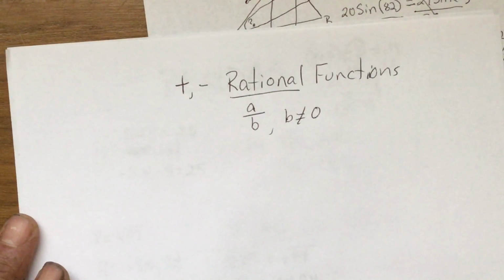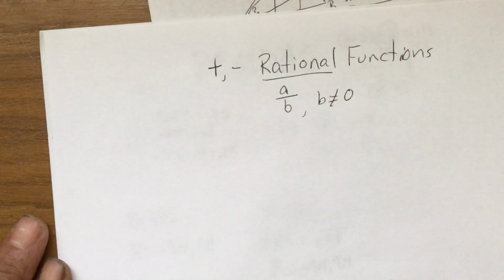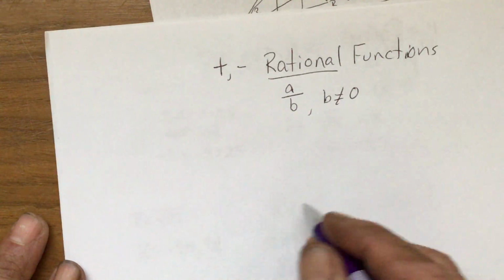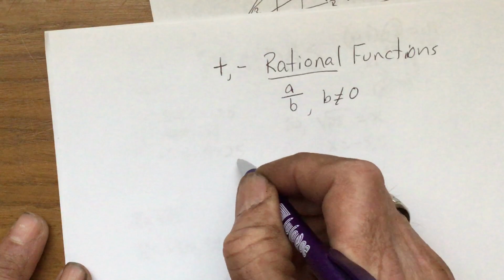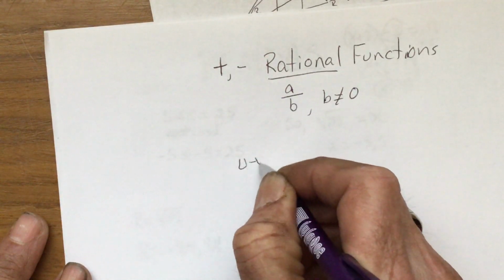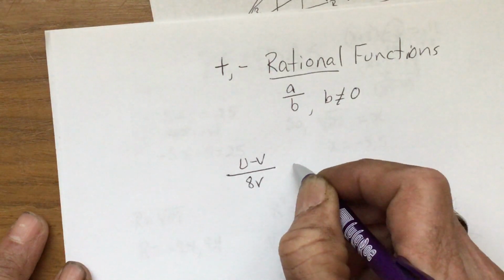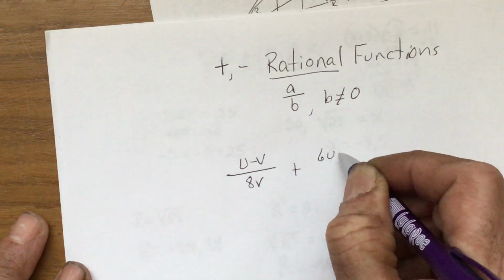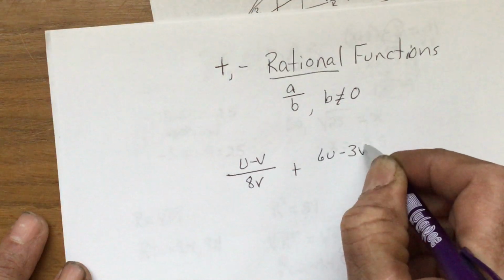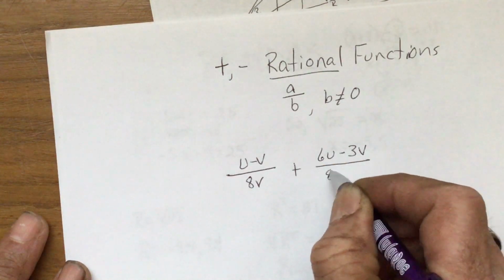Well, let's just look at a couple of examples because obviously it's not going to be just as simple as adding fractions. That's what we did in the 7th and the 8th grade. These are special fractions because they have variables in them. For example, problem number 1 on your worksheet is u minus v being divided by 8v plus 6u minus 3v also being divided by 8v.